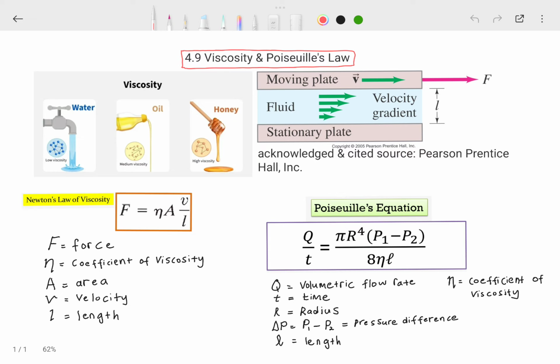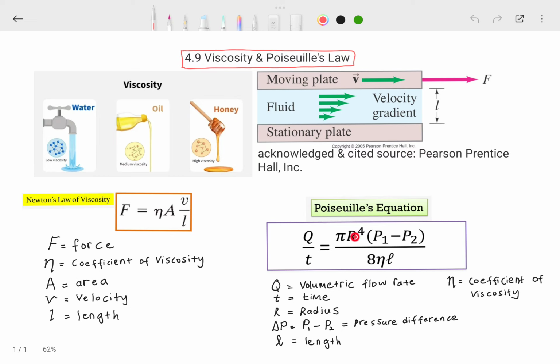So the rate of flow of fluid in a round tube depends on the viscosity of the fluid, as I mentioned before, the pressure difference and the dimension of the tube, denoted by the symbol L. The volume flow rate is proportional to the pressure difference, P2 minus P1 equal to delta P, inversely proportional to the length of the tube, and proportional to the fourth power of the radius of the tube.